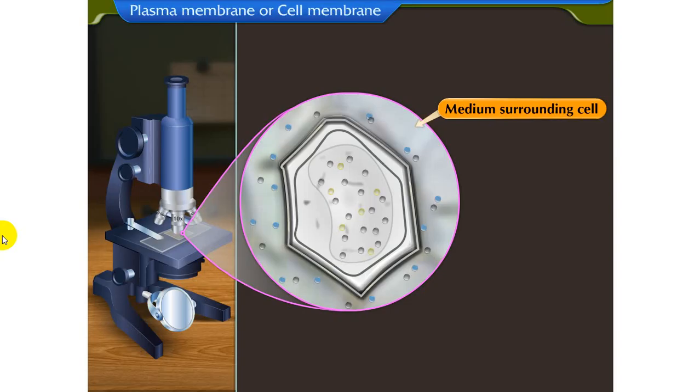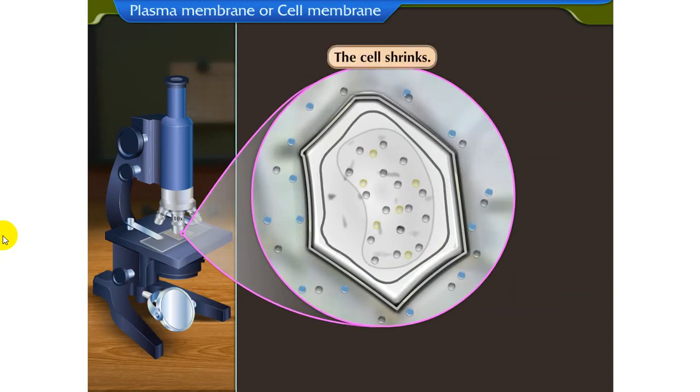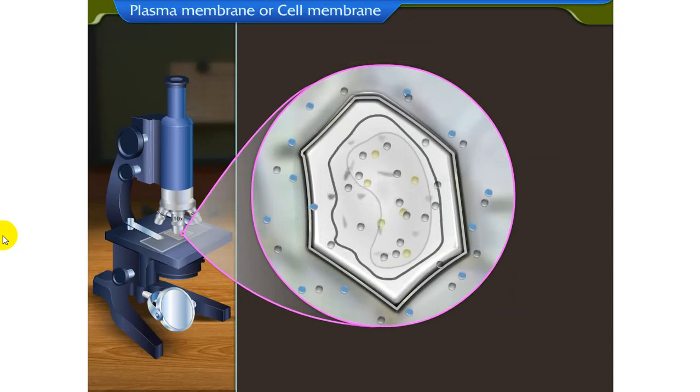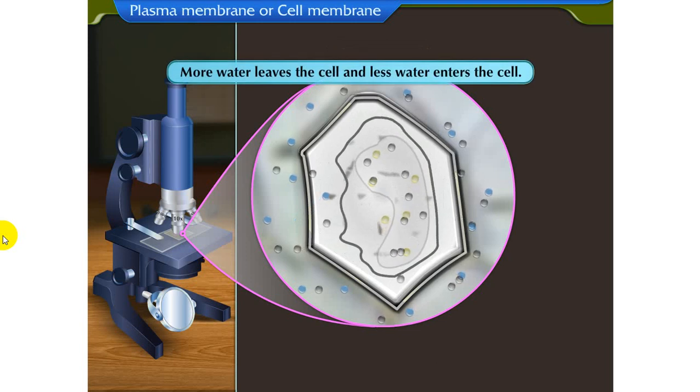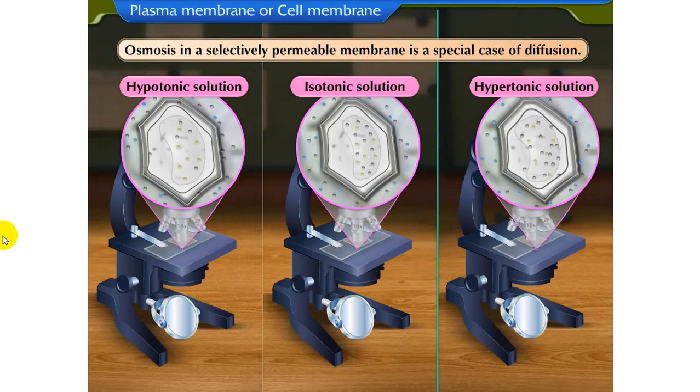When the medium surrounding the cell has lower water concentration than that of the cell, that is, the outside solution is more concentrated, such a solution is called hypertonic solution. In such cases, the cell shrinks. This happens because more water leaves the cell as the outside medium is concentrated and less water enters the cell. Thus, it can be said that osmosis in a selectively permeable membrane is a special case of diffusion.